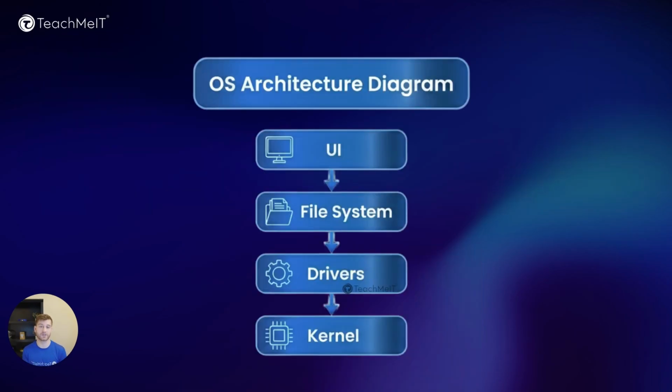So how does an operating system actually work? Well, operating systems work by providing a user interface, either a GUI known as a graphical user interface or a command line interface known as a CLI. From there, through the UI, we interact with that user interface. When we interact with our user interface, it moves things to the file system, to the device drivers, all the way to the kernel.